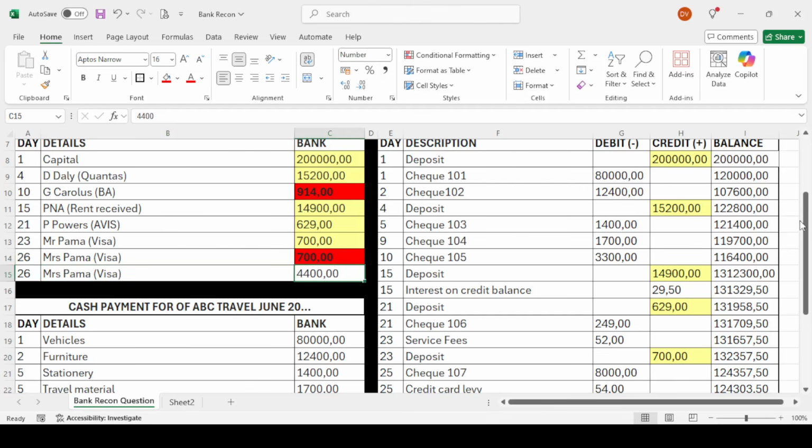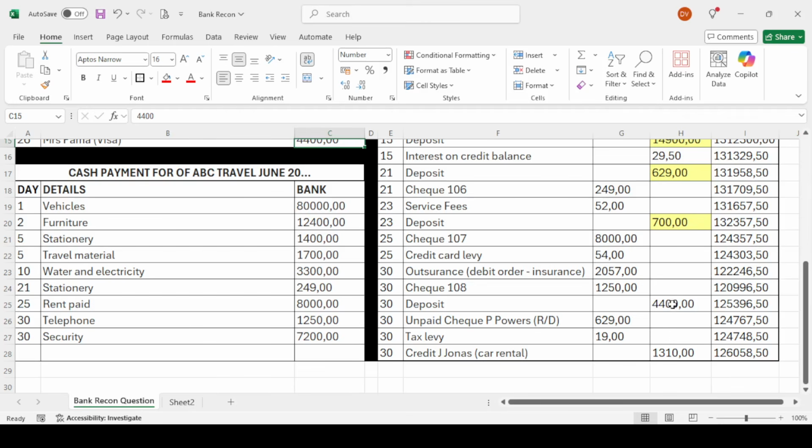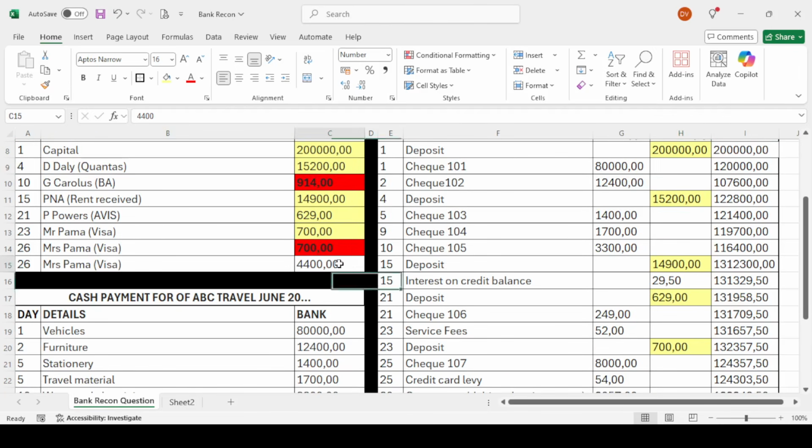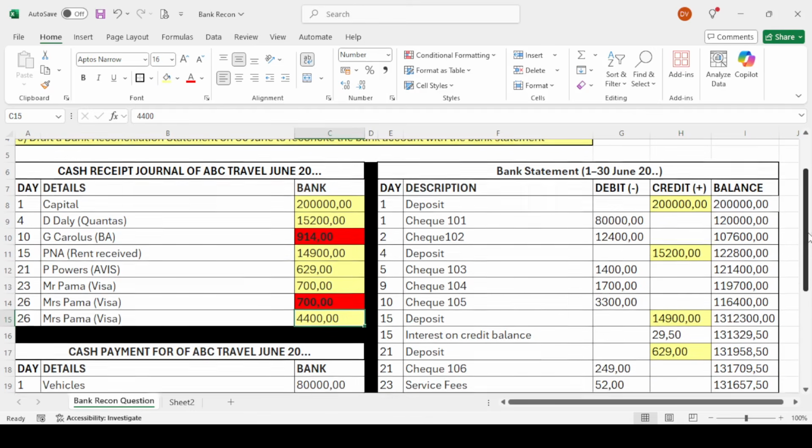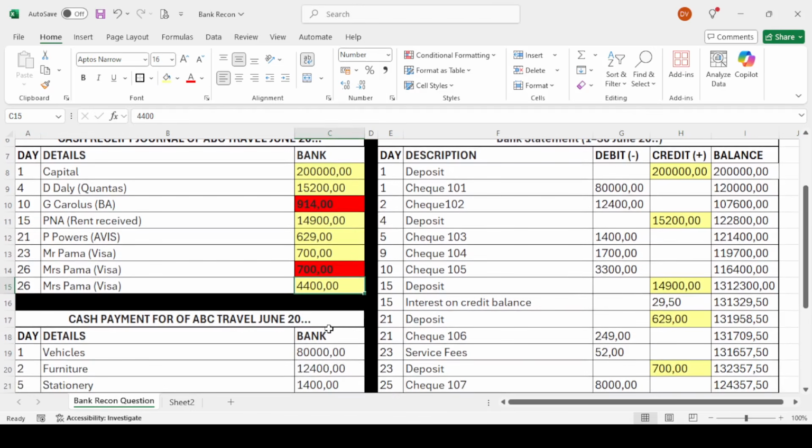Do you see 4,400 Rand? Yes, you do. Okay, you can tick it off on both sides, on your statement and on your cash receipt journal. Great stuff. You've checked your entire cash receipt journal. Now we can check our cash payment journal. And for these amounts, we'll be looking for them on the debit side because it's money that we've paid. So already we can see the 80,000 and the 12,400. You tick them off on both sides.